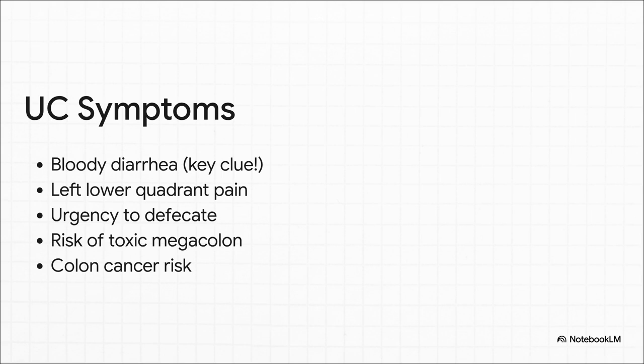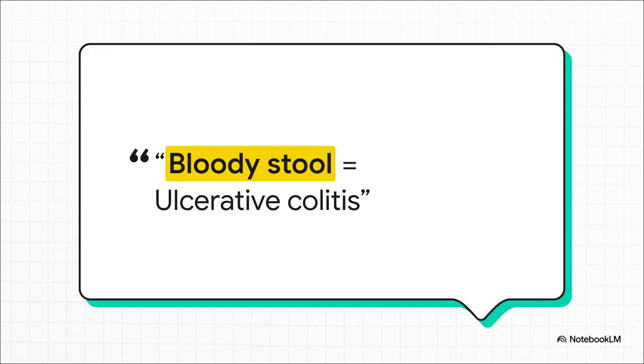Now let's flip the coin to ulcerative colitis, and bam, right away, the number one sign: bloody diarrhea. The pain for these patients is usually on the left lower side. And because all that inflammation is concentrated in the colon and rectum, they feel this constant, intense urgency to go to the bathroom. And the long-term dangers are really serious, like toxic megacolon and a much higher risk for colon cancer. Seriously, if you only remember one single thing from this whole section, make it this. For your exams, for your clinicals, for everything. Bloody stool is the absolute hallmark sign that points straight to ulcerative colitis. It's the most important clue you'll get.